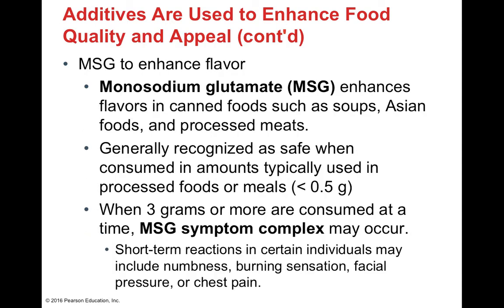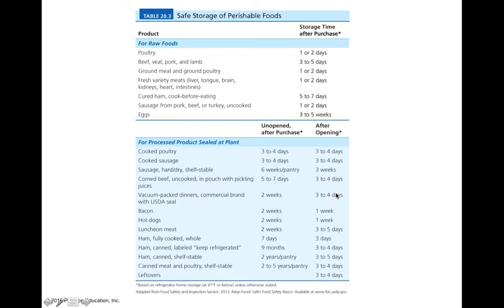We also add things that help enhance the flavor, such as MSG or monosodium glutamate, which is found in many things like canned foods, and also found oftentimes in Asian foods and processed meats. It's something that we can consume in small amounts, so it's generally considered to be safe when it's consumed in amounts lower than 0.5 grams per meal. But when you consume 3 grams or more at a time, you can end up with MSG symptom complex, which can cause chest pain, numbness, burning sensation, or facial pressure. So we want to make sure that you're consuming MSG in small amounts or that you're avoiding it altogether.